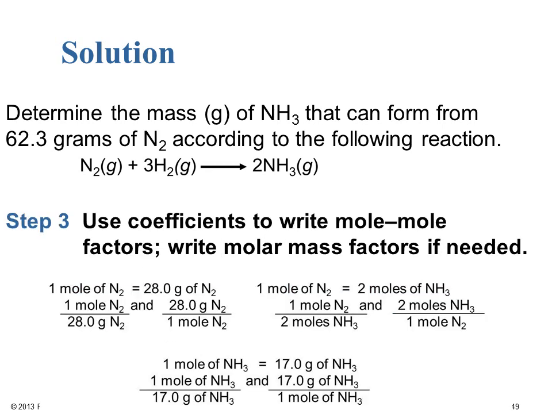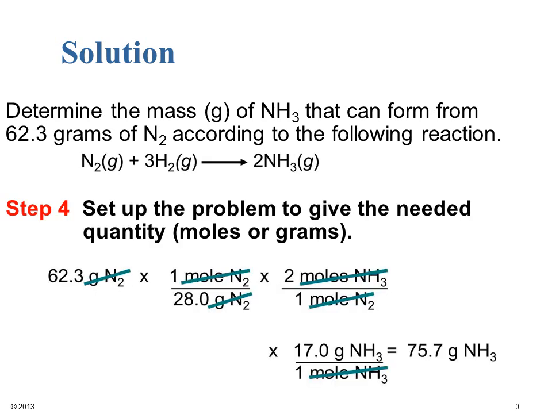You need to calculate the molar masses of both nitrogen and ammonia, and you also need to find your mole ratio. It's a 1 to 2 mole ratio. Here it just shows you the math written out. Just make sure you follow your units. And so we get a final answer of 75.7 grams of ammonia.